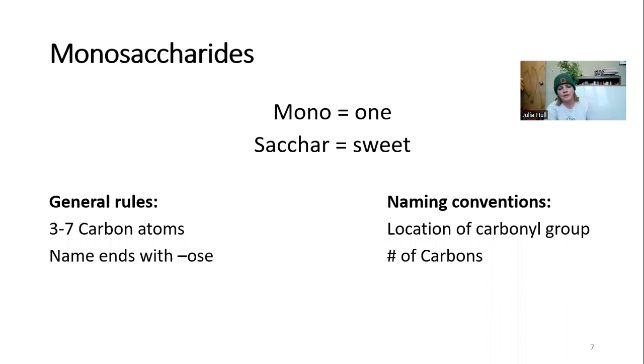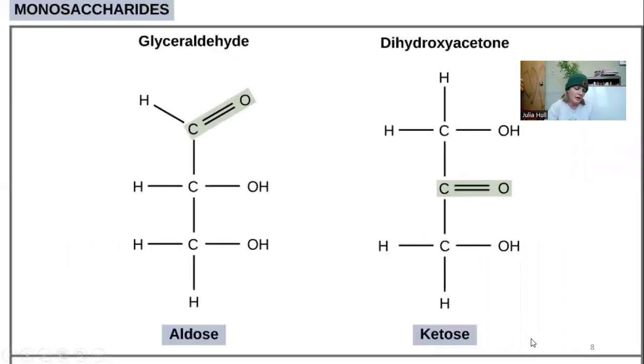And then there are some other naming conventions that tell us where the carboxyl group is and how many carbons there are. These details are just for your information, but don't get too bogged down in them for our exam on Thursday. So we'll look at these two. These are structural isomers. They have the same chemical formula, 3 carbons, 6 hydrogens, and 3 oxygens. They're isomers because they are put together differently. The arrangement of the atoms is different.